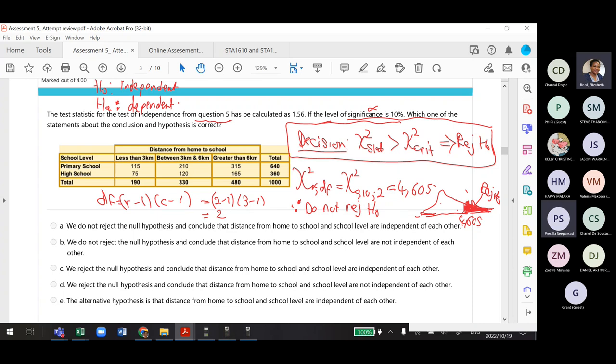I think the answer is between A and B. It's A. I thought it's B. Okay, A or B? A. Because we're not rejecting the null hypothesis, therefore it means the distance from school and school level are independent. Yes, it's A.